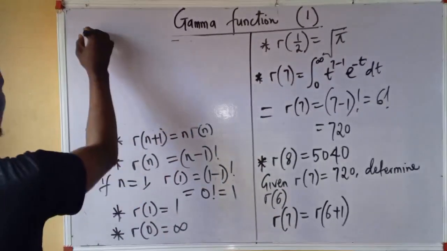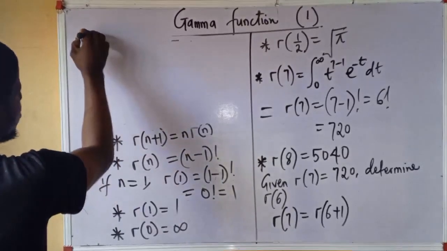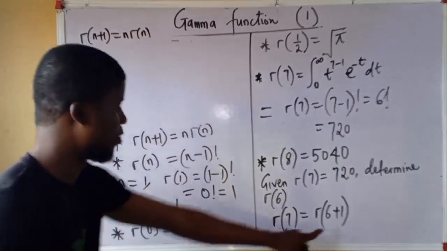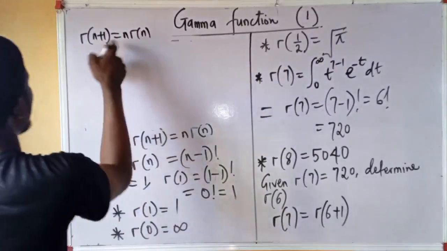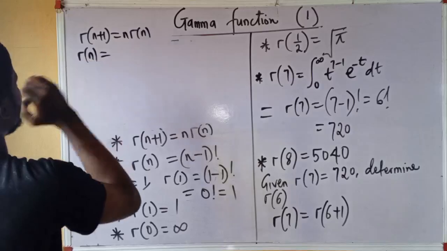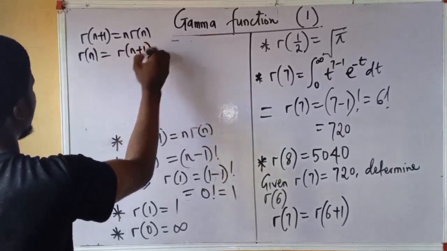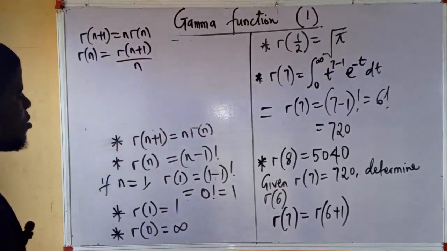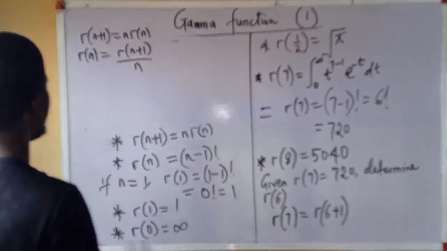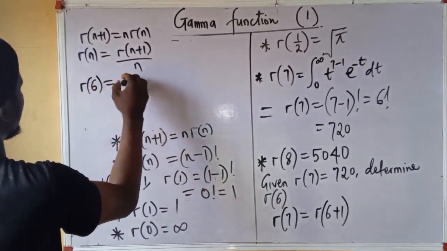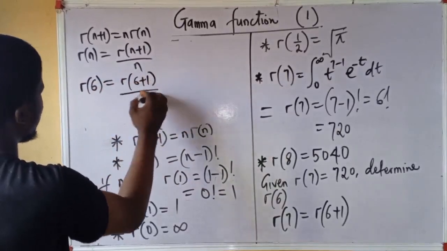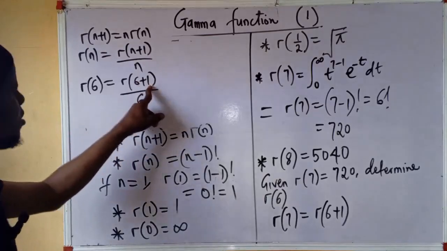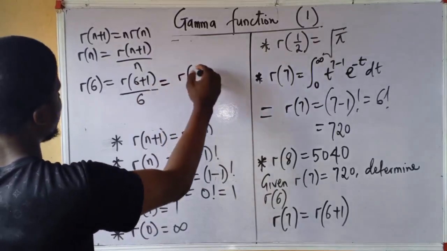We have gamma of n plus 1 equal to n gamma of n. I'm solving this problem right away. Just watch me. If I make gamma of n the subject of the formula, it will be equal to gamma of n plus 1 all over n. So I am trying to determine gamma of 6, given that gamma of 7 is 720. Gamma of 6 is actually gamma of 6 plus 1 all over 6. And 6 plus 1 is 7, so this is gamma of 7 over 6.